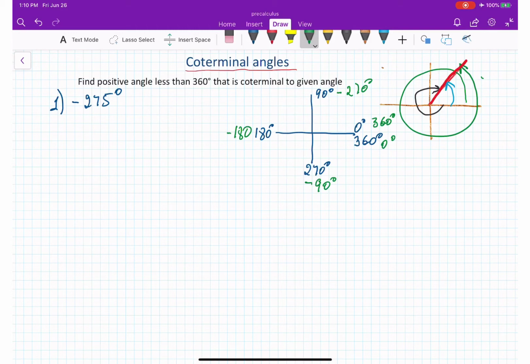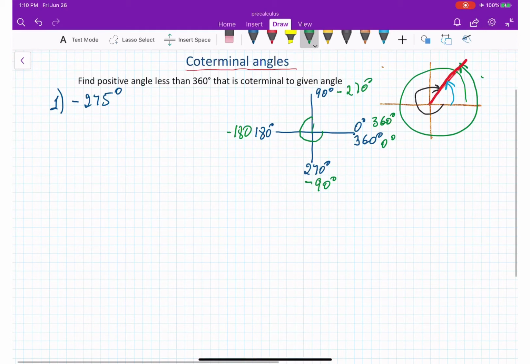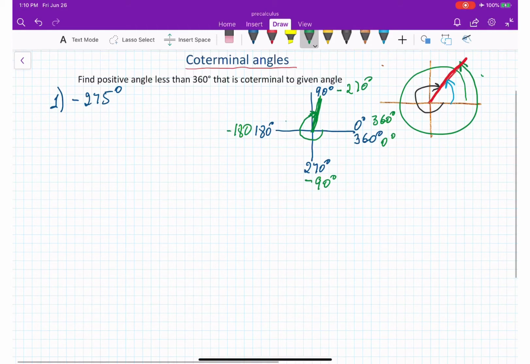Okay, so negative 275 degrees. Let's go. It's a negative sign and I'm going clockwise, so I'm going negative 90, then negative 180, negative 270. So I have 5 degrees left, correct? So 5 degrees, it's going to be, let's say, something here. All right, so this is negative 275.